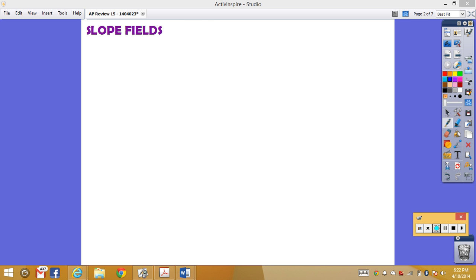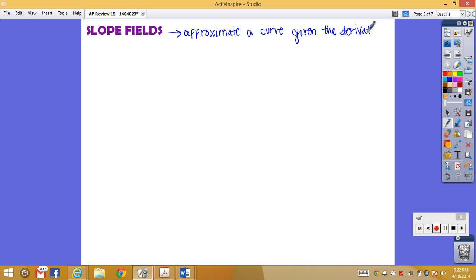So slope fields are used to approximate a curve given the derivative. Not every function in the world can you integrate. They have to be made a certain way for you to be able to integrate them. So slope fields are a way that if we can't integrate, we can't find the actual integral or antiderivative, we can at least graph slope fields and look at what the curve may look like.